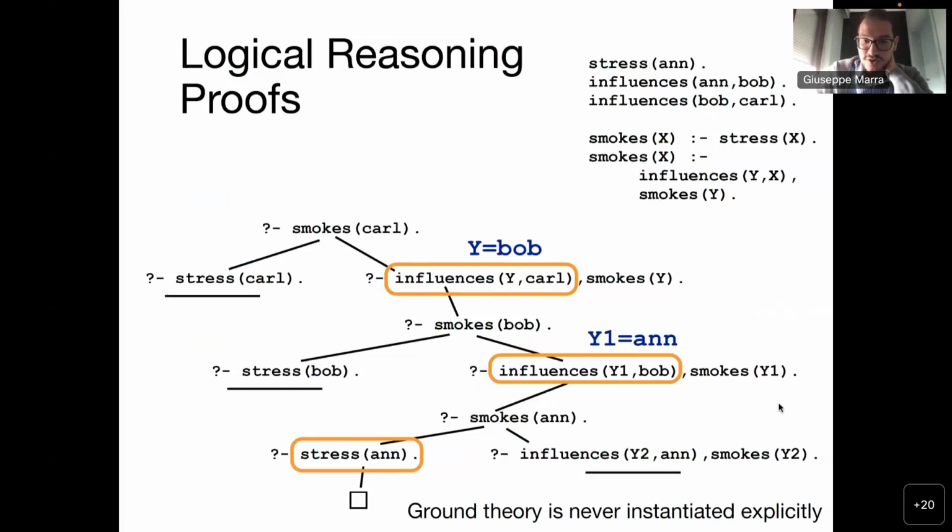And for example, here we say, okay, is Carl smoking? Well, we can look in our theory and we say, okay, we have two rules that can prove smokes, either if Carl is stressed, but we don't know anything about Carl's stress, so we can skip this, or if Carl is influenced by someone who smokes. So we have this rule here, and then we have to say, well, we can look if there is someone that influenced Carl.